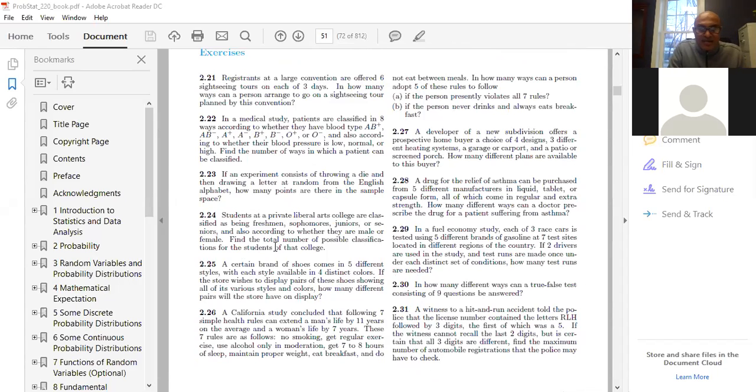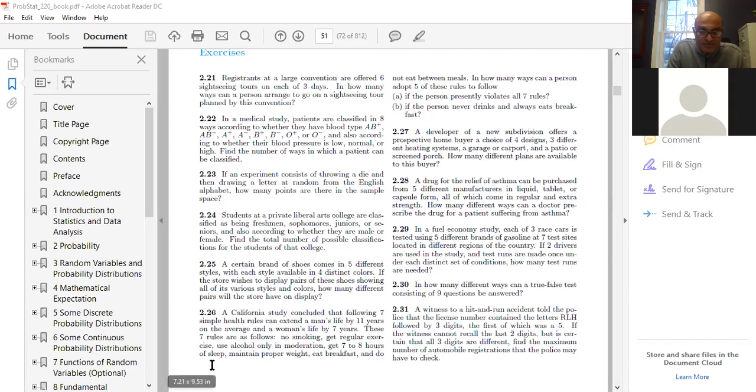It says that a California study concluded that following 7 simple health rules can extend a man's life by 11 years on the average, and a woman's life by 7 years. So 11 years and 7 years. These 7 rules are as follows. No smoking, first rule. Get regular exercise, second rule. Use alcohol only in moderation, third rule.